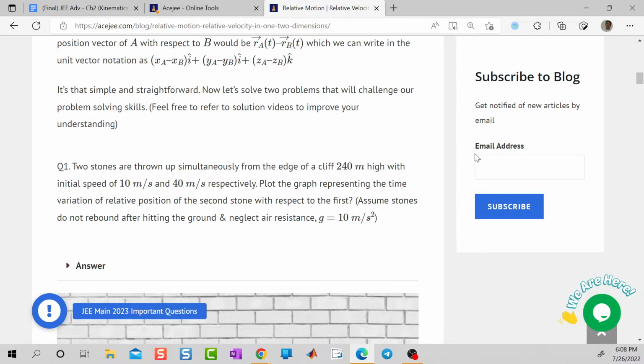Neglect the air resistance. How about I solve this question with you guys? Would you want to take an attempt at it or would you like me to solve it? So we'd like to take a time. Okay, go ahead.